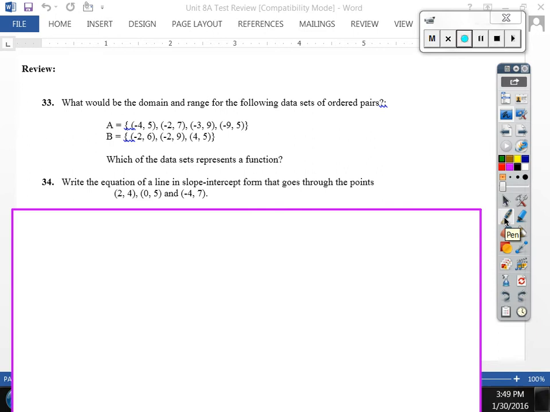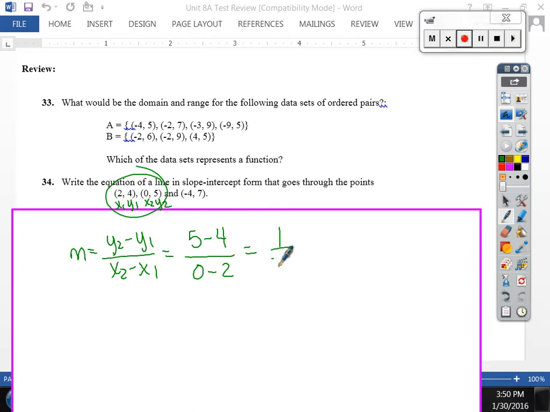Now we're going to write the equation of the line in slope-intercept form that goes through these points. Since this is a line, we're assuming all 3 of the points are on it, so we only need 2 points to write the equation of the line, and I choose these because there are no negatives. My slope is y2 minus y1 over x2 minus x1. I'm going to call this x2, y2 and this x1, y1. So y2 is 5, y1 is 4, x2 is 0. So I get 1 over negative 2, which is negative 1/2. So that's my slope.